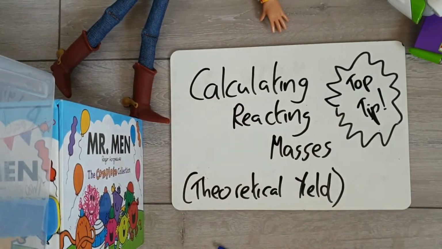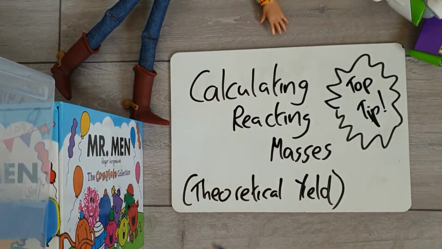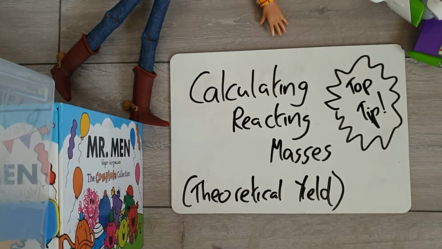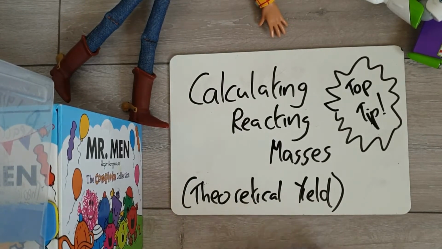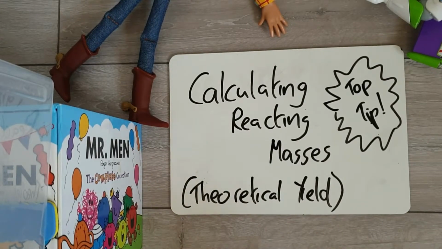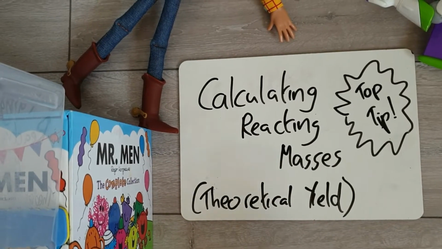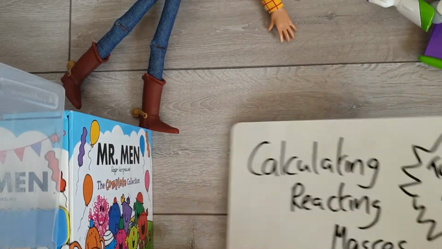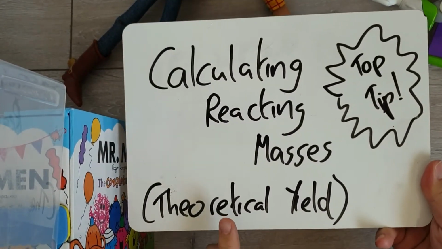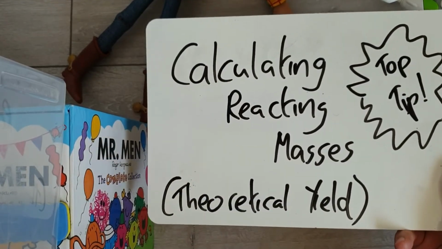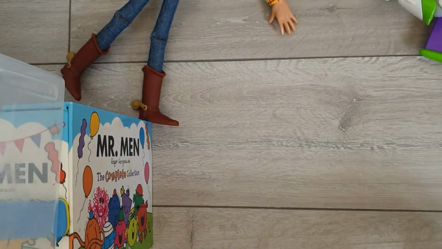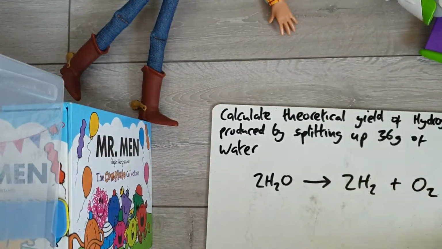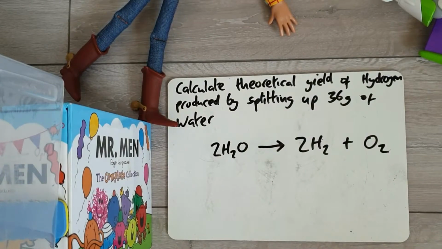Okay, so just a short video, first of all, because a lot of people were struggling with calculating the theoretical yield from the video last week. So I just thought I'd go through one more example and include the step-by-step notes. Now, calculating the theoretical yield is exactly the same as calculating the reacting masses. As in, where are we? So here we go. So this was a question.